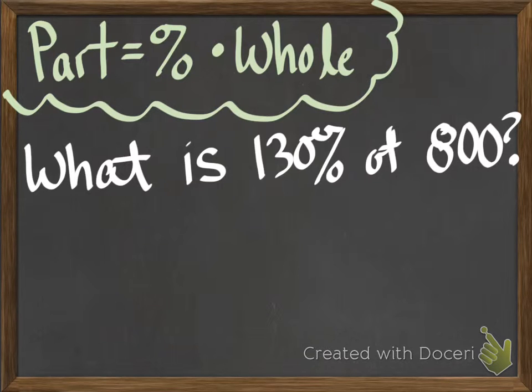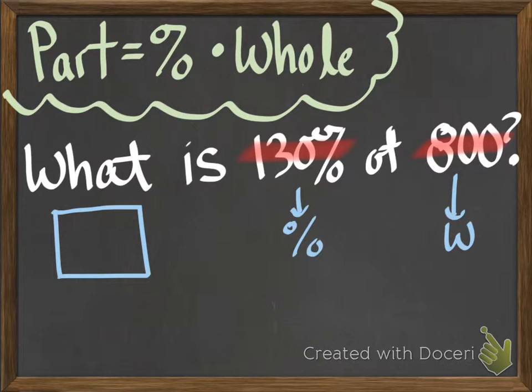So what is 130% of 800? So what's your part, what's your whole, what's your percent? Well, percent is pretty clear. 130% has to be your percent of 800. Let's break this down into words. So that's going to be my whole. So blank, I'll represent with the box, is means equals. 130% is my percent, of means multiplication. 800 would be my whole.